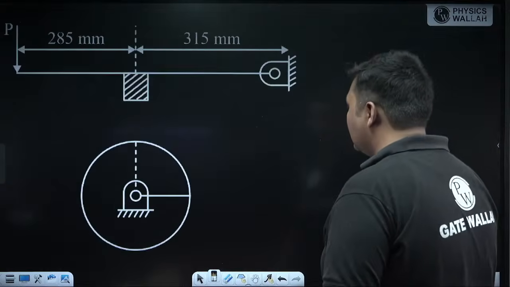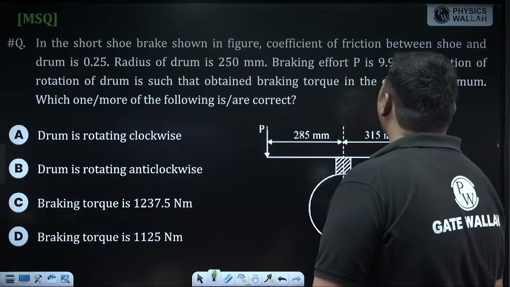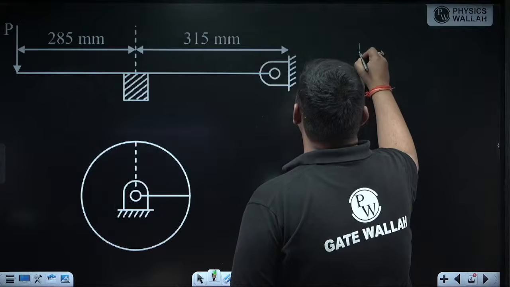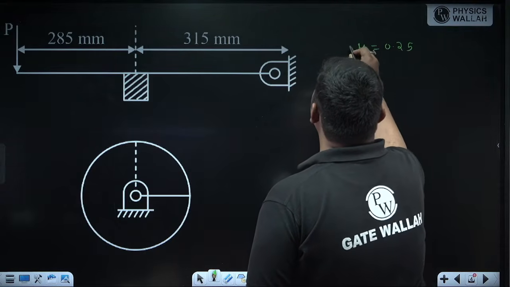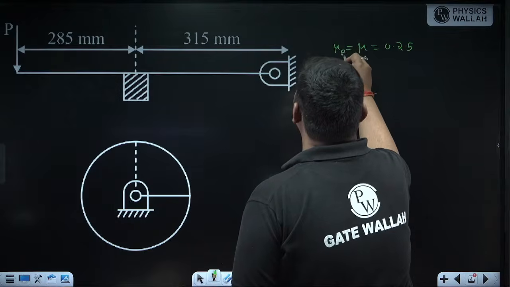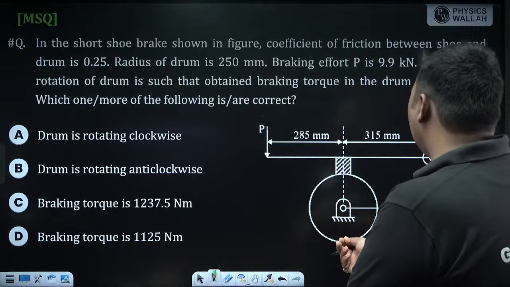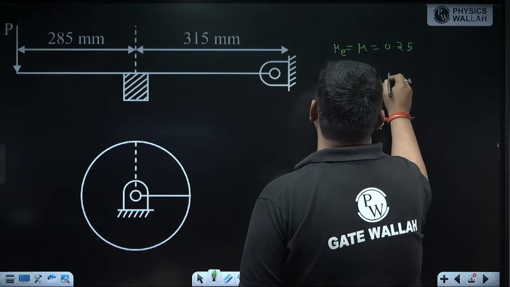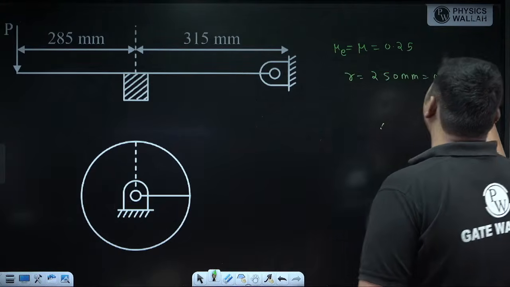This is a very good question. First of all, in the short shoe brake, the coefficient of friction between shoe and drum is given. It is 0.25, so mu is given as 0.25. And we know for a short shoe brake, the equivalent coefficient of friction is also equal to mu, that is 0.25. Now the radius of the drum is given. I am denoting it as R. It is 250 mm, in meters 0.25 meter.